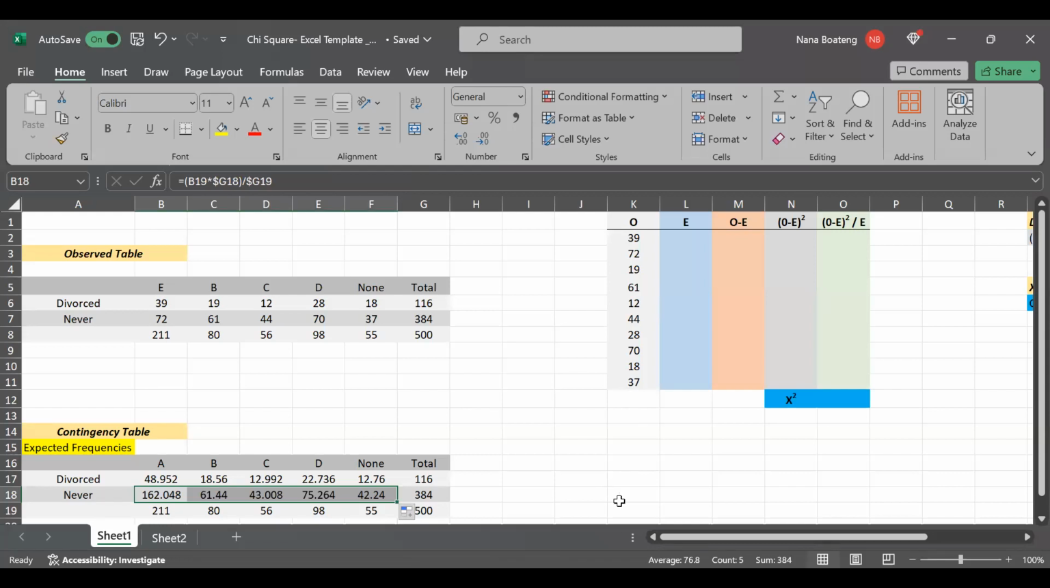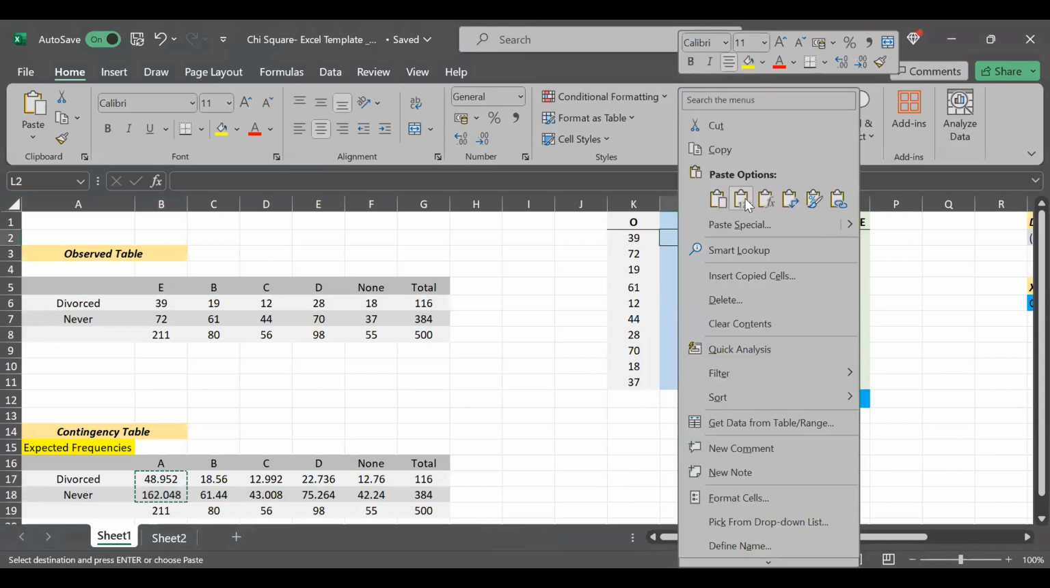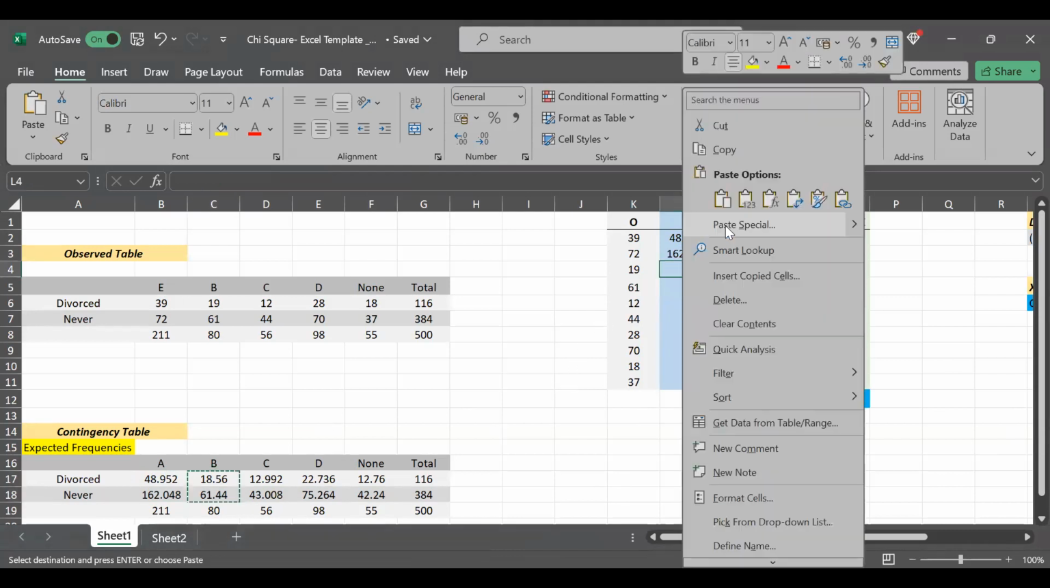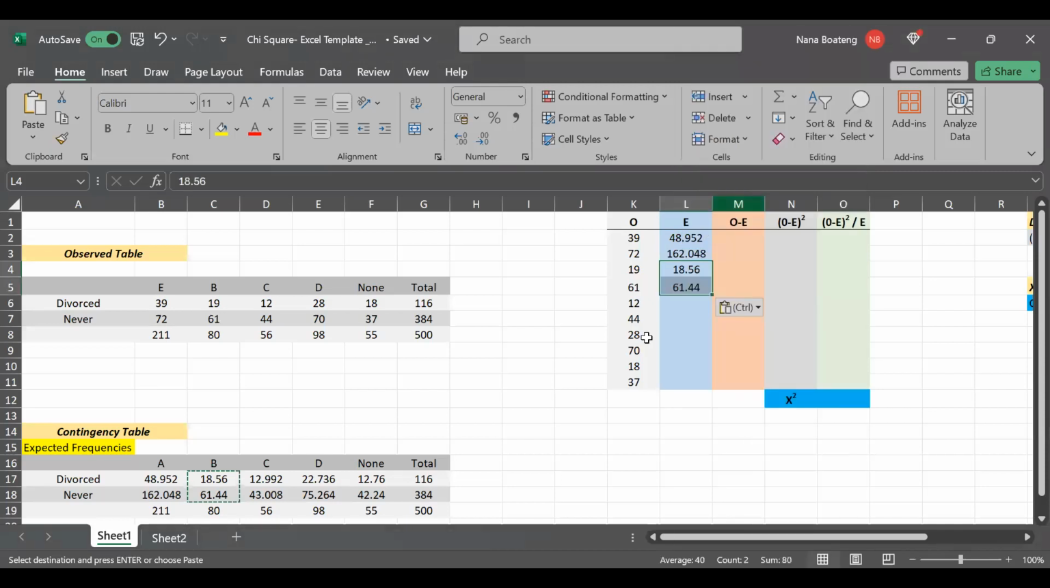Okay. Okay, so let's move all this here and paste the value. Okay.